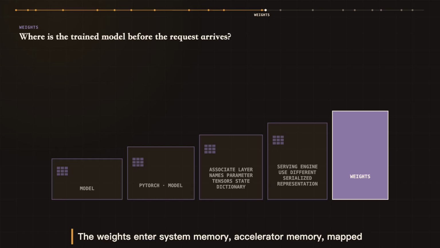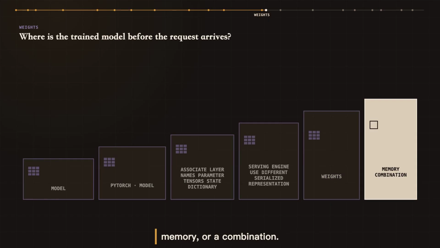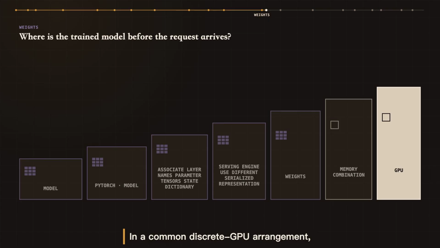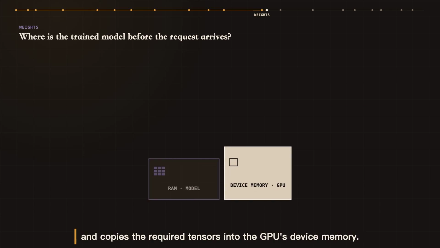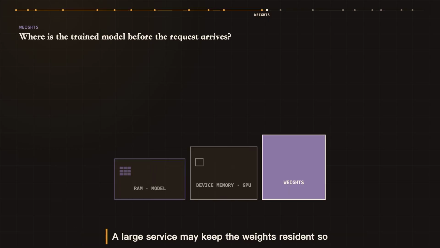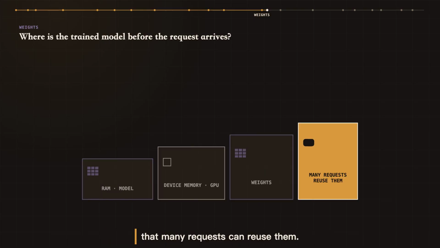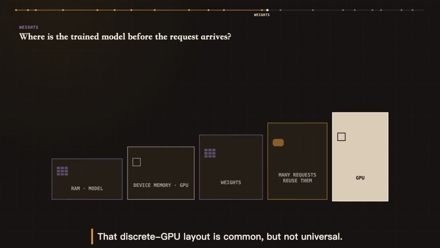The weights enter system memory, accelerator memory, mapped memory, or a combination. In a common discrete GPU arrangement, the runtime loads model data into host RAM and copies the required tensors into the GPU's device memory. A large service may keep the weights resident so that many requests can reuse them. That discrete GPU layout is common, but not universal.